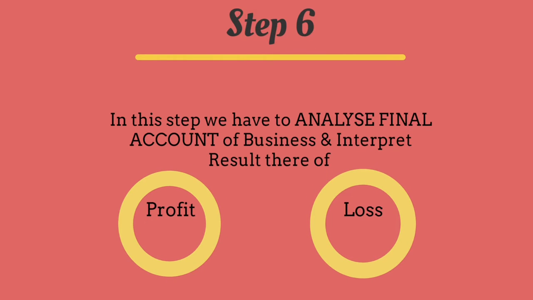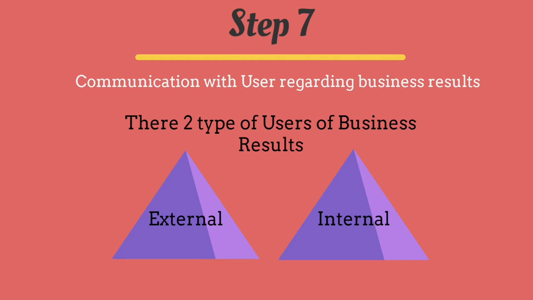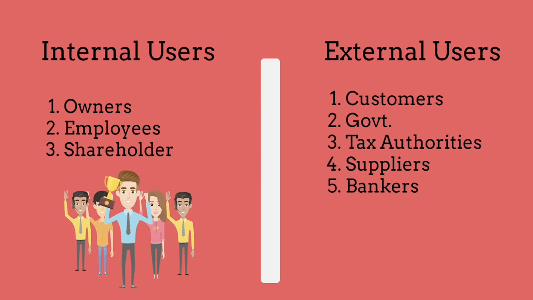Step 6 is analysis and interpretation. Final accounts results are analyzed, whether there is profit or loss. Step 7, communication with users regarding business results. There are 2 types of users of business results: external and internal. Internal users are such as owners, employees, shareholders. External users are such as customers, government, tax authorities, suppliers, bankers.